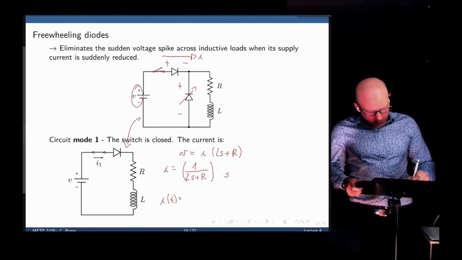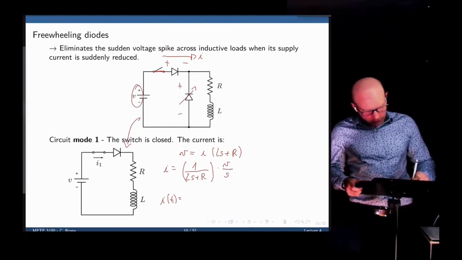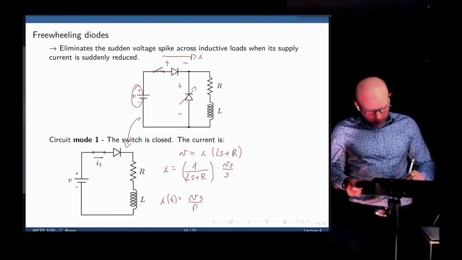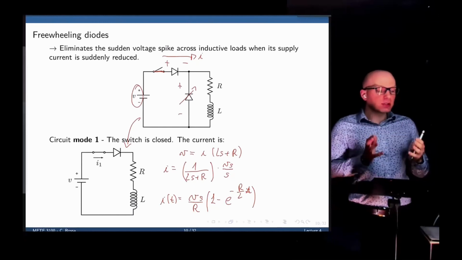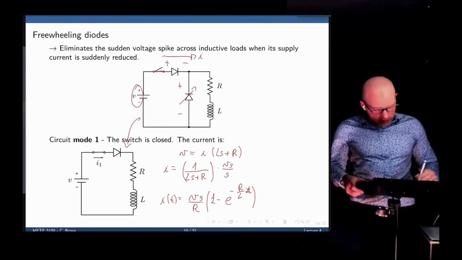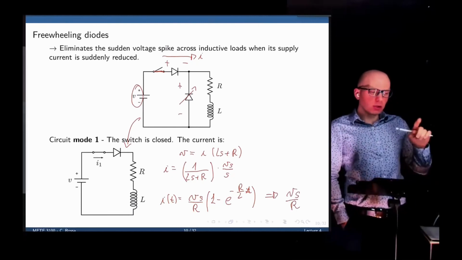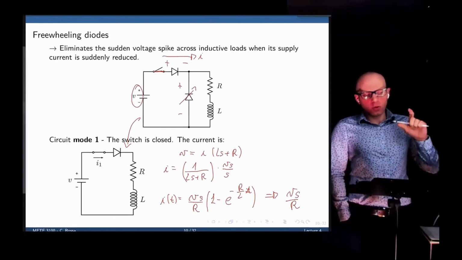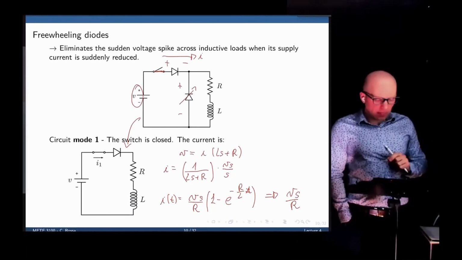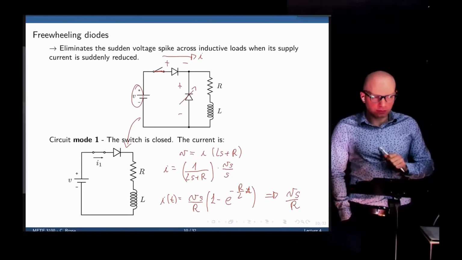Sorry, let's make it a bit more generic. Let's assume that the magnitude of the input is Vs. So this gives Vs over R times 1 minus exponential of negative R over L t, something like this. If we give sufficient time for this system to establish the current, then the steady state current is Vs over R. We close the switch, the steady state current will tend to Vs over R, and this is now the initial condition in the inductor.